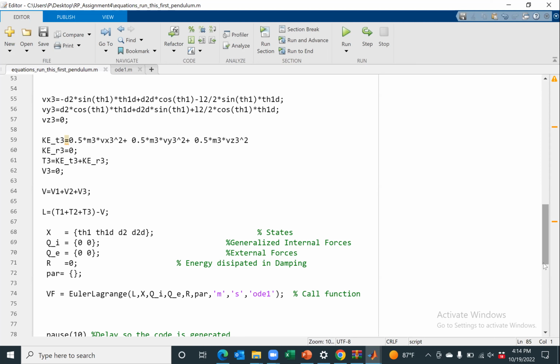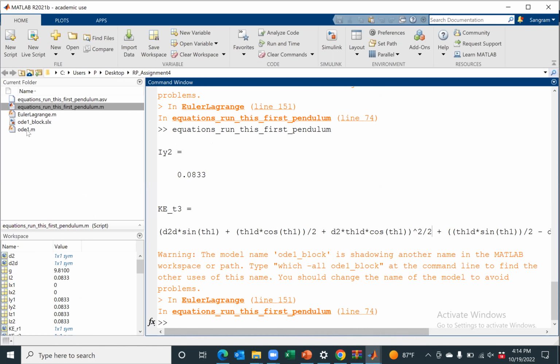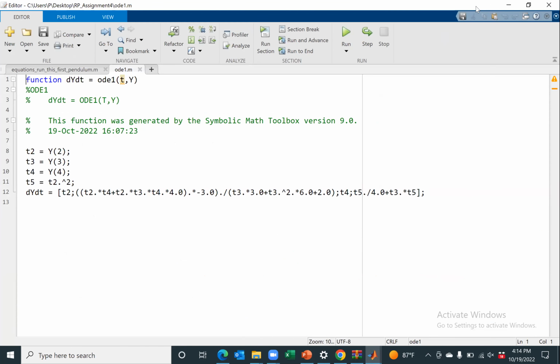It says to find the differential equations of motion using MATLAB. Is there a way to isolate what the equation is? Yes. This is the differential equation. Why are you taking pictures? It's already created in your MATLAB script.